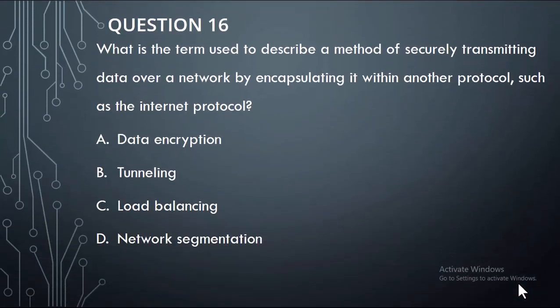Question 16. What is the term used to describe a method of securely transmitting data over a network by encapsulating it within another protocol, such as the Internet Protocol? A. Data encryption. B. Tunneling. C. Load balancing. D. Network segmentation. The correct answer here is option B. Tunneling is a method that securely transmits data over a network by encapsulating it within another protocol.